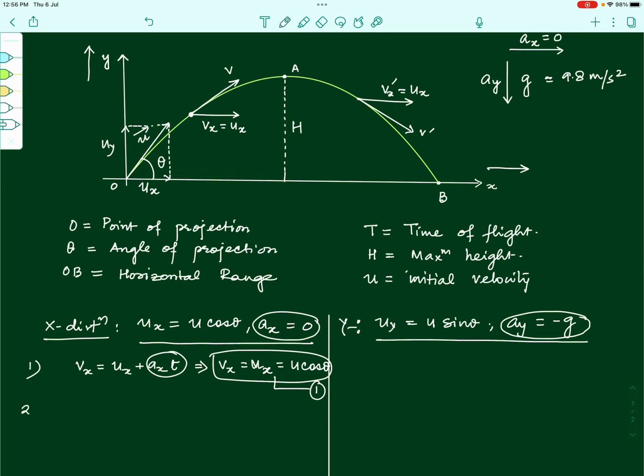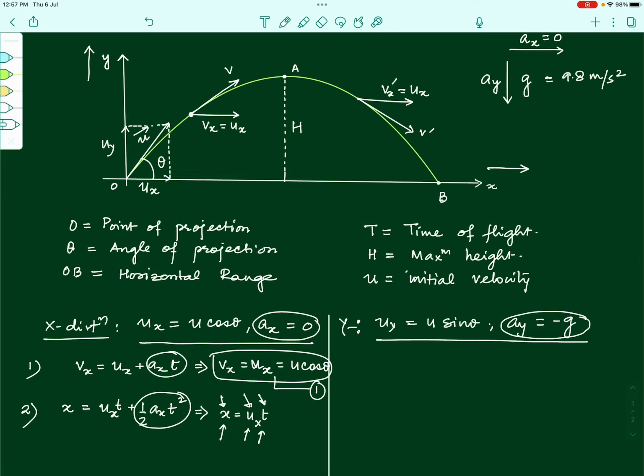If we use the second equation of motion along the x axis now, s is equal to ut plus half at squared. Along the x axis, the displacement can be written as x itself. So, x is equal to ux t plus half ax t squared. Again, since ax is 0, the second term of this equation will also go to 0, and we will get x is equal to ux into t, which is an equation of the form displacement is equal to velocity into time, or distance is equal to speed into time, the equation that we have for uniform motion when a particle moves with a uniform speed, right.